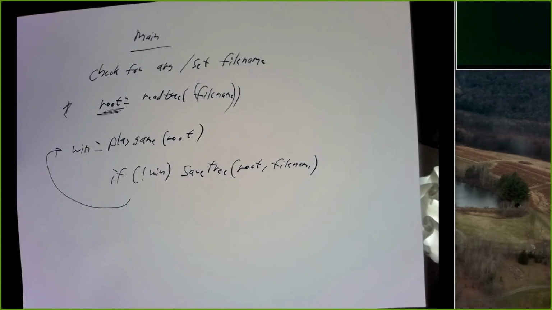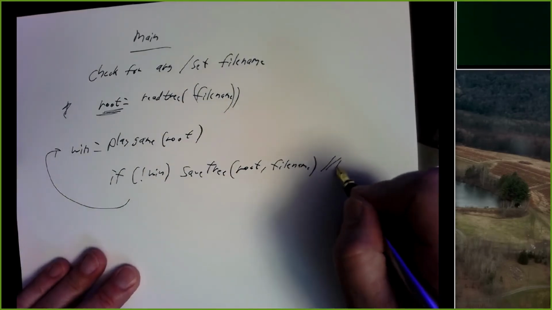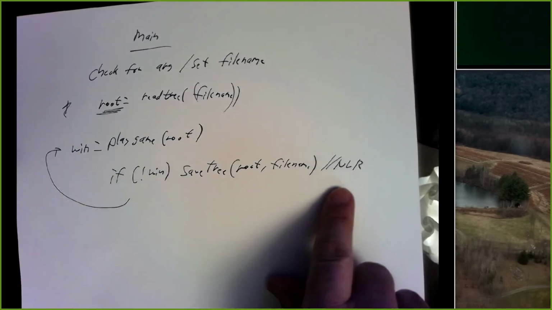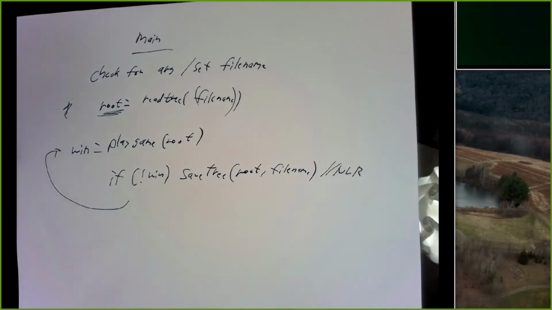What does save tree do? Does it just take all the... I'm going to assume that it takes the tree, you put it inside memory, or something like that. So save tree is your node left right traversal of the tree. So traverse your tree pre-order, and at each node, instead of printing to standard out where the user would see it, write it into this file.